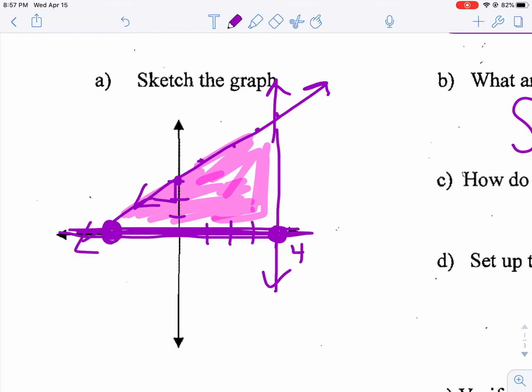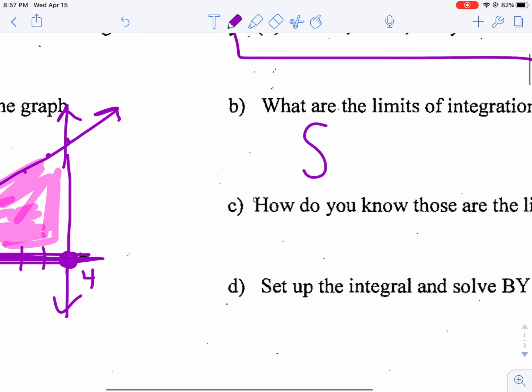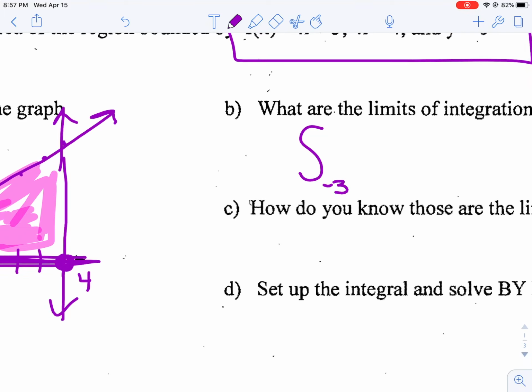So you can continue doing your rise over run until you land here on the x-axis. That's fine. Or you can take your equation of x plus 3 and set it equal to 0, and you'll see that x equals -3. So it's just setting it equal to 0. So I'm going to go from -3 to +4 of x plus 3 dx.